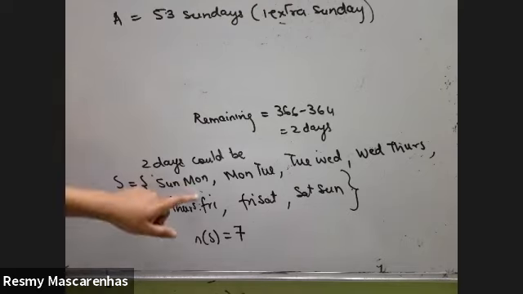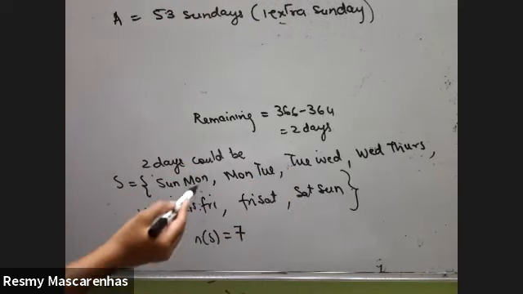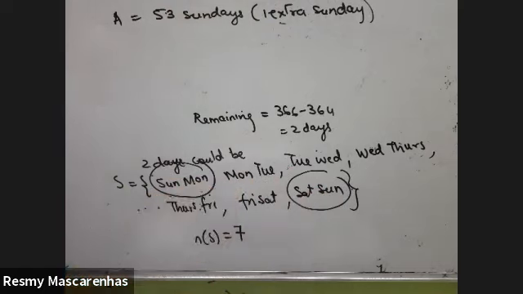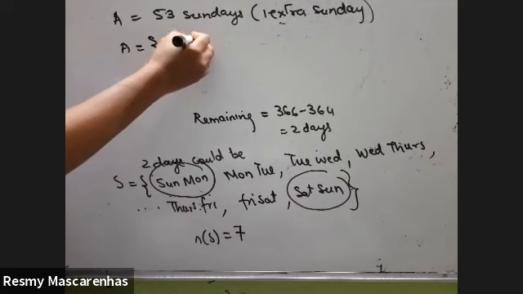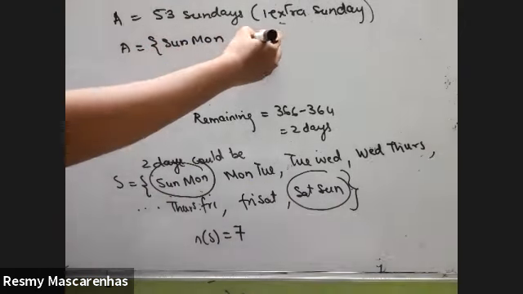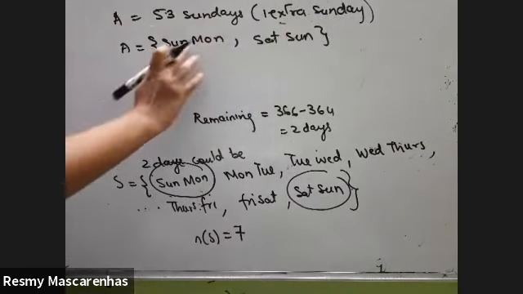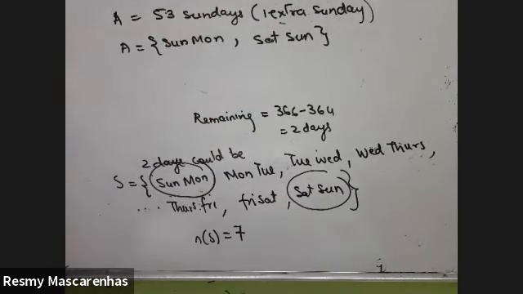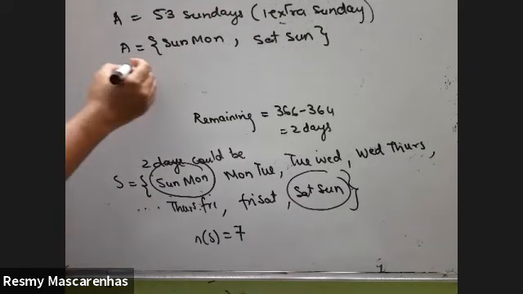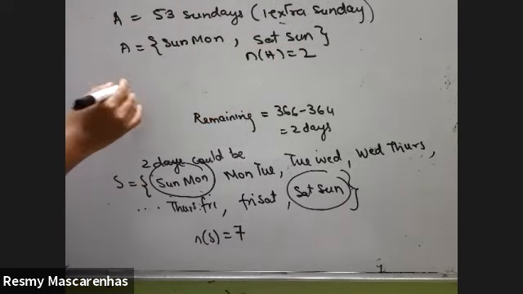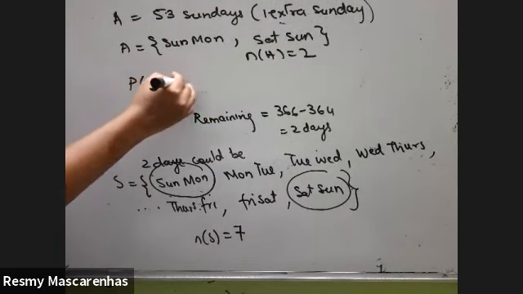So it means, for the last 2 days, what are the chances that one could be a Sunday? So check over here which are the possibilities that there could be a Sunday: this one and this one. So there are 2 possibilities: Sunday, Monday or Saturday, Sunday. If this possibility comes, then a Sunday will appear in the last 2 days. So therefore, N of A will be 2. So P of A will be 2 out of 7.